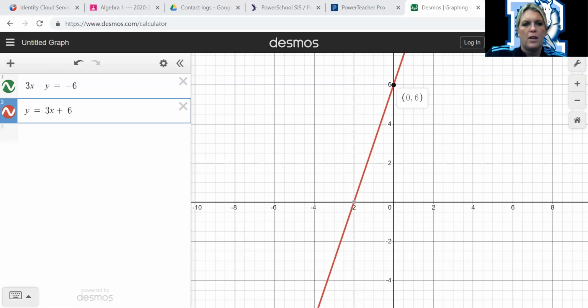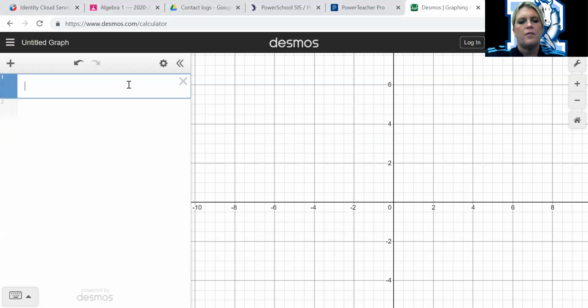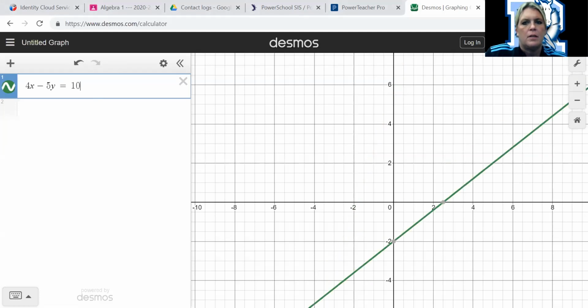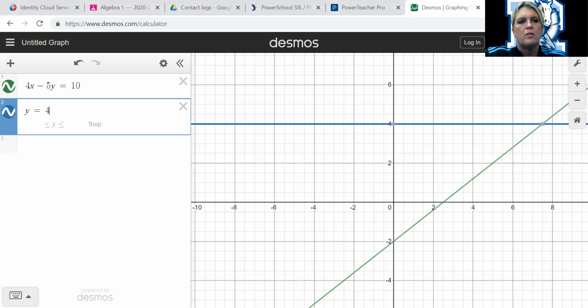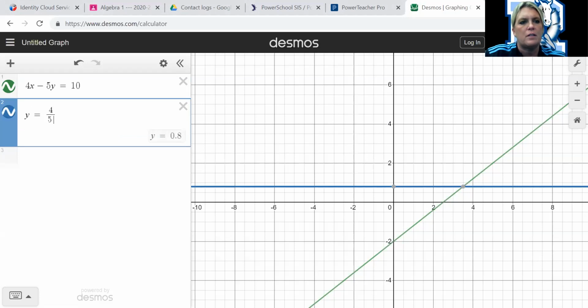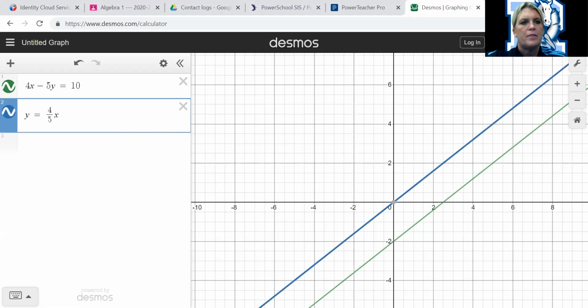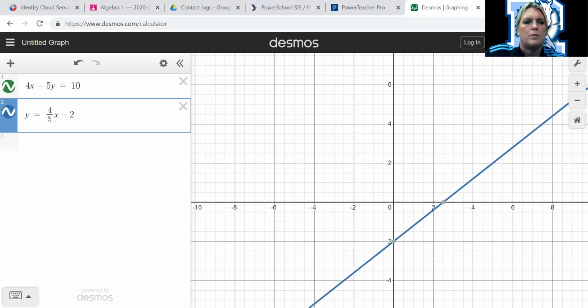So let's put that in there, 4x minus 5y equals 10. So there's our equation. And now when we go down here to see if we got it right, y equals 4/5 x minus 2. So let's type in y equals 4 divide 5, 4/5. Then make sure you press the right arrow key to get out from underneath the denominator. So the x, and then we'd have minus 2.